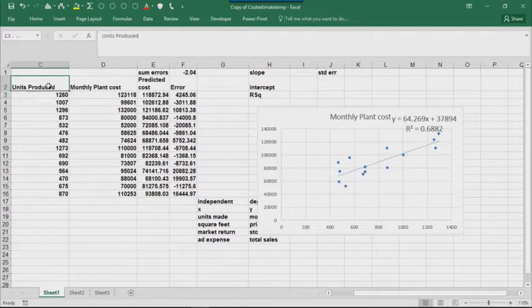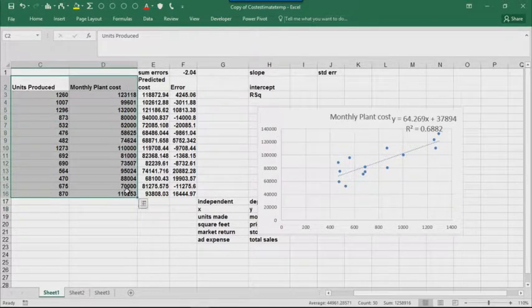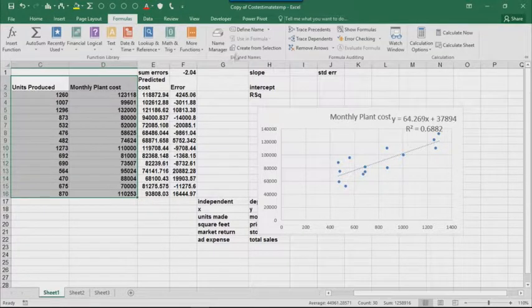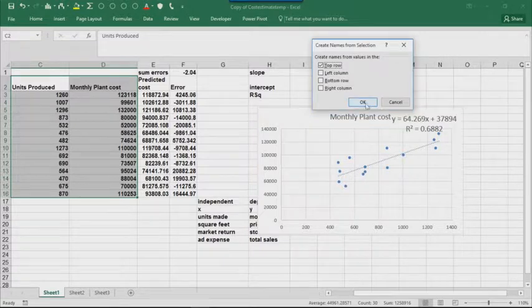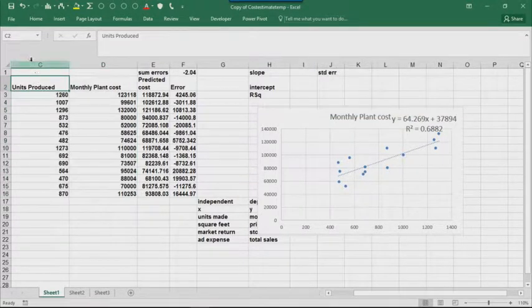So now we can name these ranges of data. It'll be easier for us. Select the data, go Formulas, Create from Selection, name in top row. So we've named this column units produced and the next column monthly plant cost.